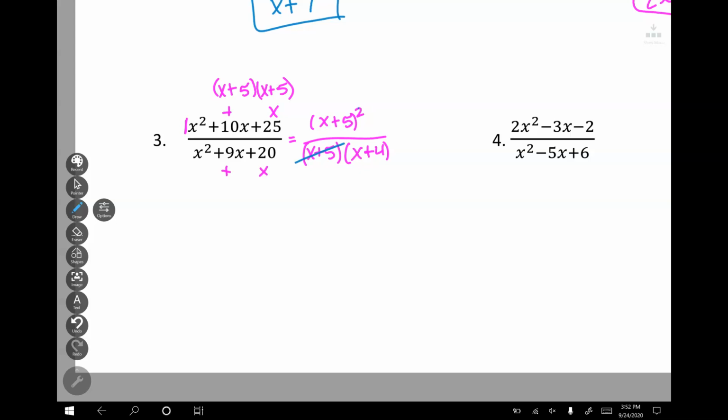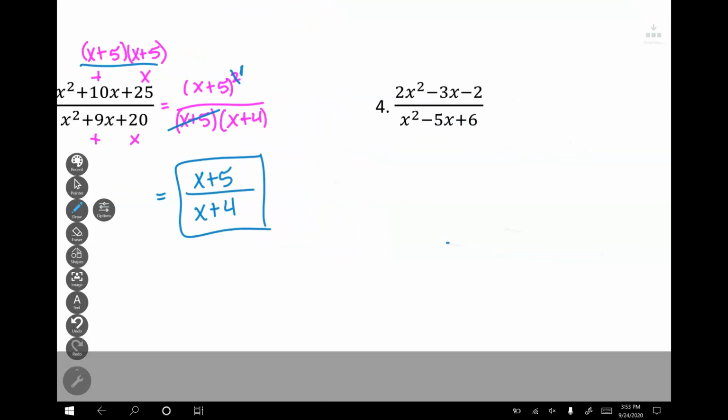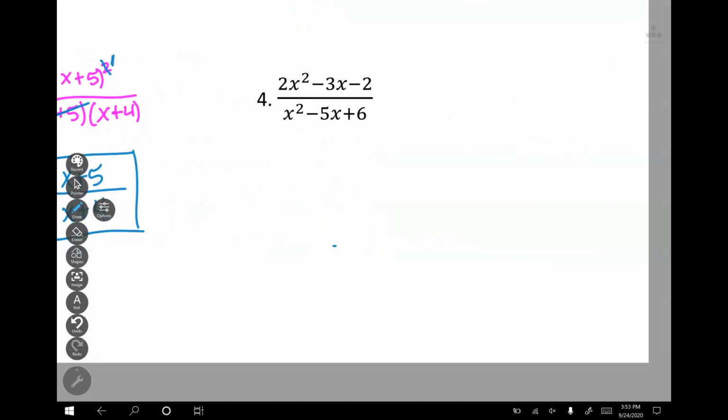So you can change this exponent to a 1. Okay, so just one of them gets canceled. If it makes more sense, you could write x plus 5 twice in the numerator like this, and then just cancel one of them. Notice that you have one left. All right, so I've got x plus 5 over x plus 4. All right, number 4.